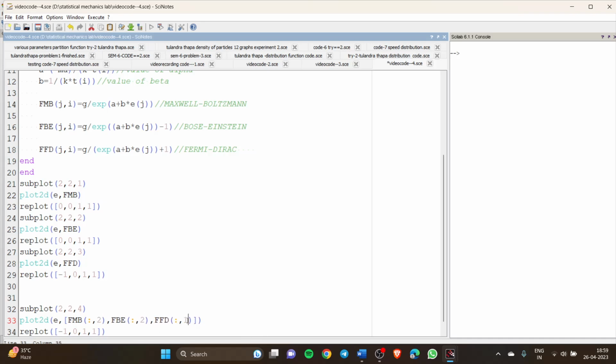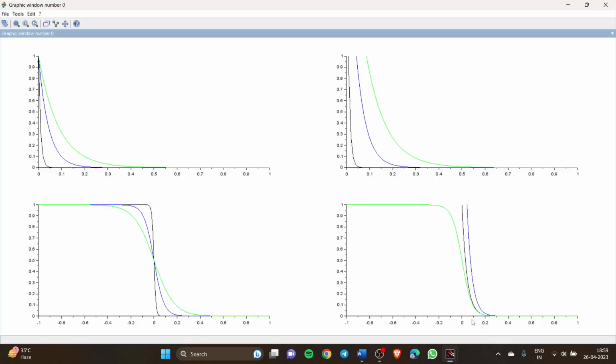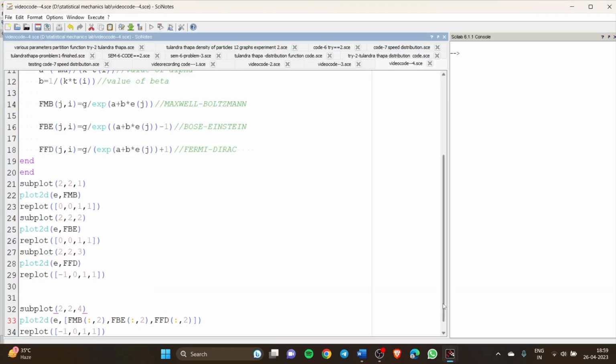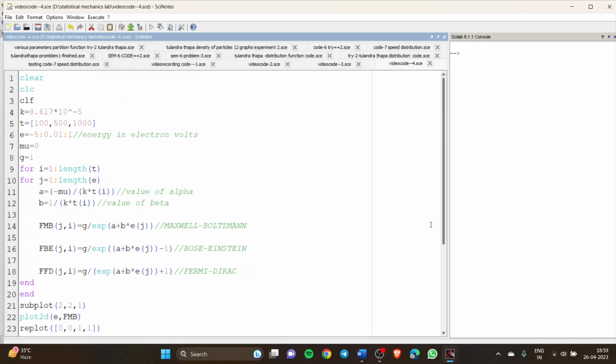2 implies that it will look into the matrix of temperature and see which temperature range corresponds to which temperature. So this is for 500 Kelvin. It is coming out to be more spaced out and more vibrant. That means you can see what the various distributions look like at the same temperature for the same number of particles.